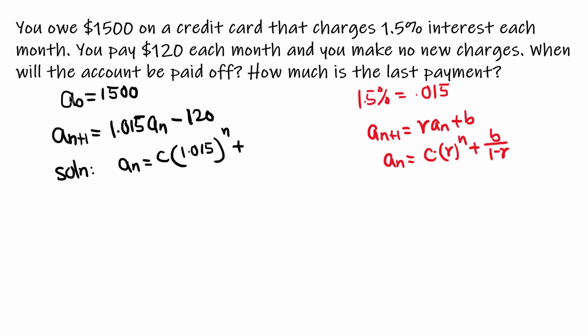B is negative 120. B over 1 minus R. R is 1.015. So 1 minus 1.015 is negative 0.015. Okay, let's simplify. So AN equals C 1.015 raised to N. So divide 120 by 0.015. So we get 8,000.